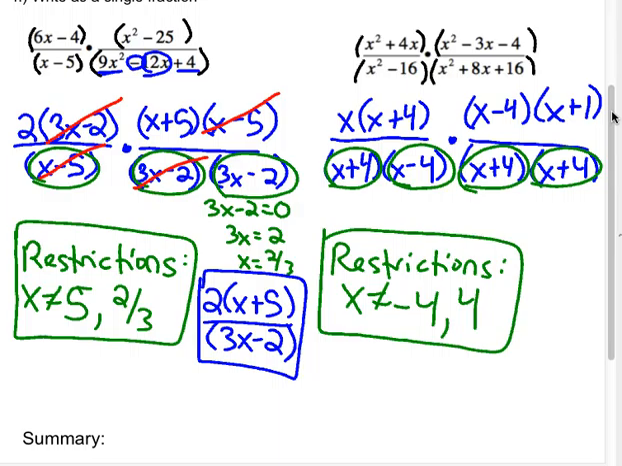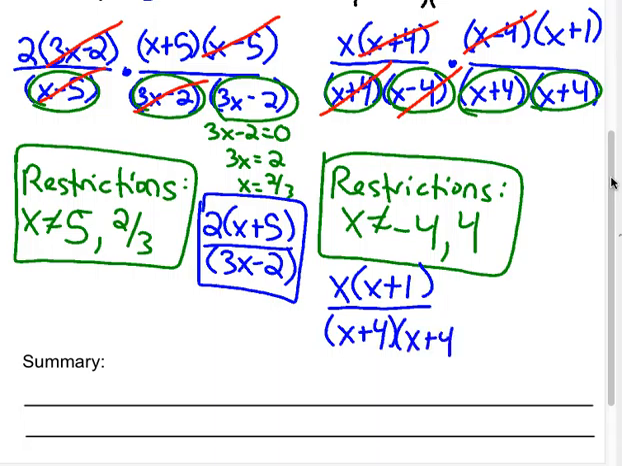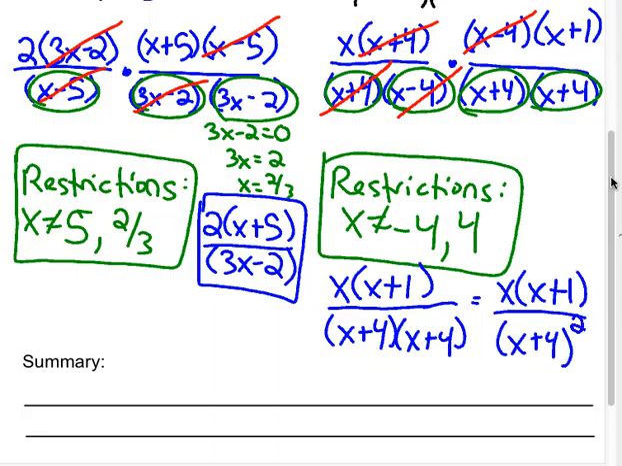And now we can start canceling. So x plus 4, x plus 4, x minus 4, x minus 4, and it looks like that's it. So on top, we have x and x plus 1. On the bottom, we have x plus 4, x plus 4, which if I even wanted to write that a little bit cleaner, I could write that as x plus 4 squared. Okay, and that would be my simplest way to write my expression.